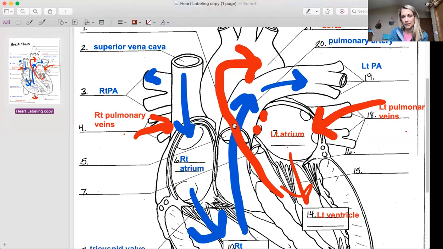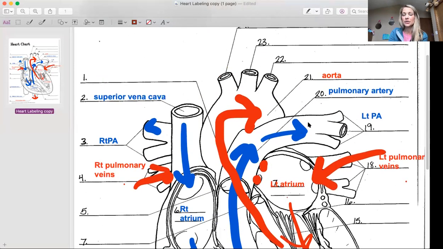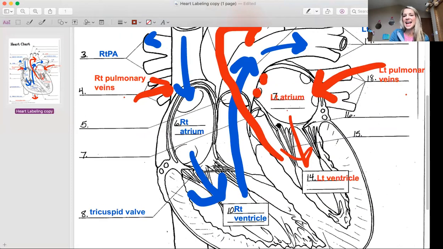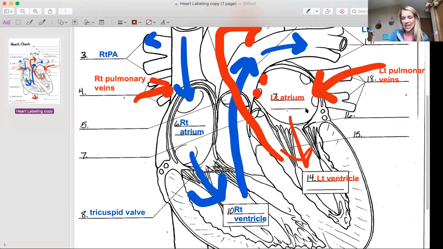It goes out, blood goes out through the pulmonary artery, through the left and right pulmonary arteries. It comes back in through the pulmonary veins. It goes into the right atrium, or the left atrium, sorry. And then there's this other valve right here. This valve is called the bicuspid valve.